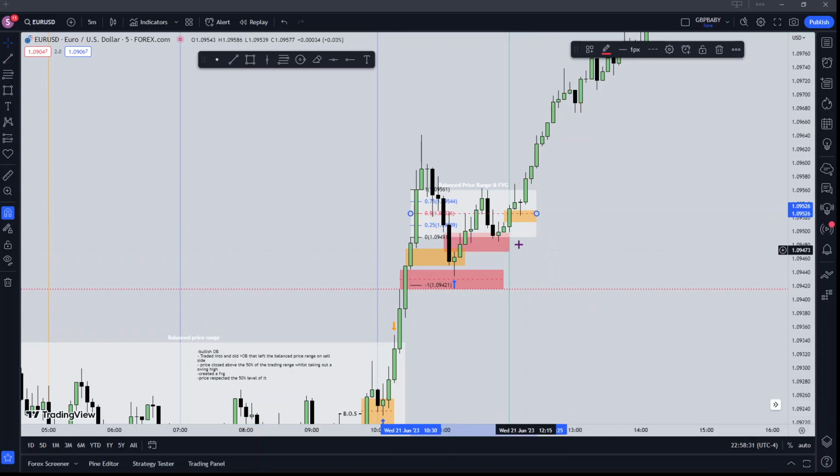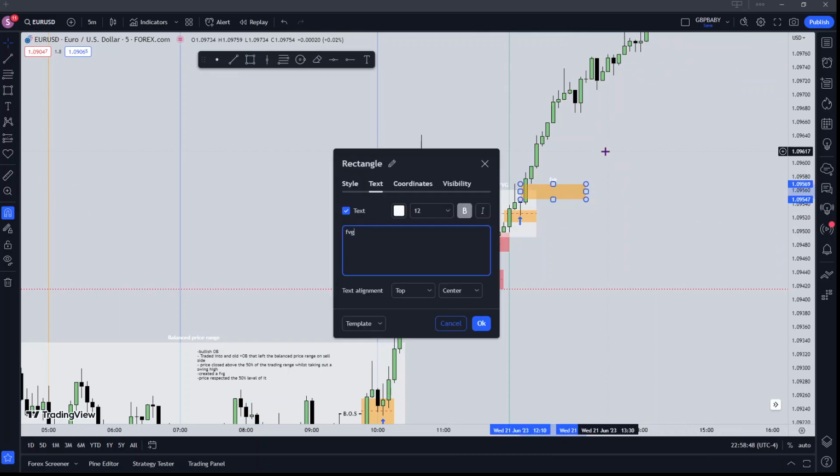No one can tell me that this is not algorithmic. This is craziness. These are all potential entries. This entry here, and here. This could all be stack entries. And then we gap above leaving the range. Fair value gap at the exit of the range. Put that inside.